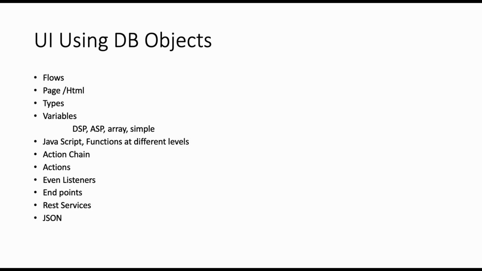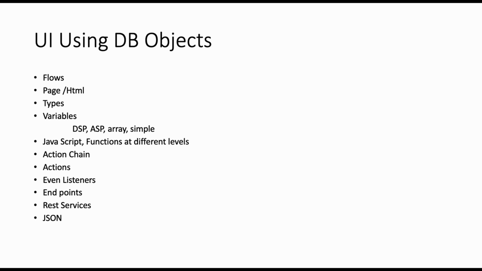Then the endpoints, we just understand how to test endpoints, or you can look at the endpoints from the DB object perspective. And the REST service also from the DB object perspective. What's the DB object? How does the DB object look? How is it created? Then JSON file.